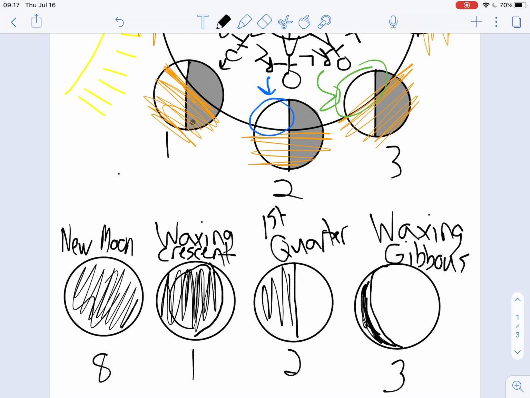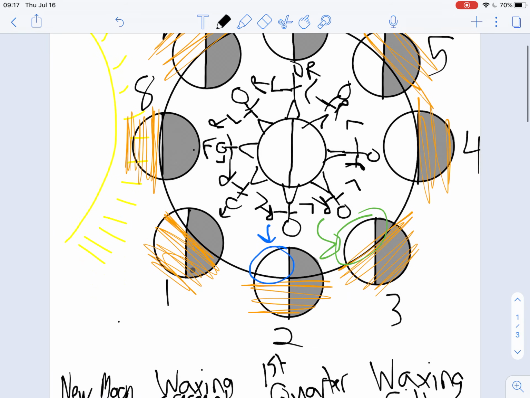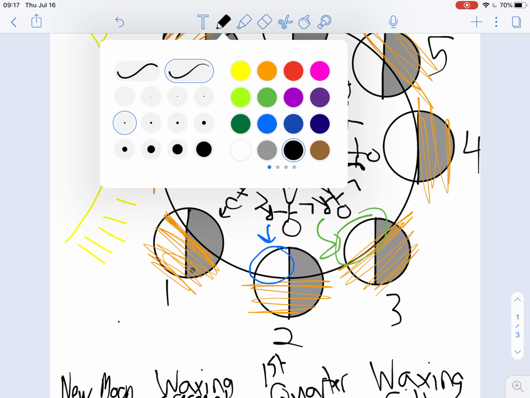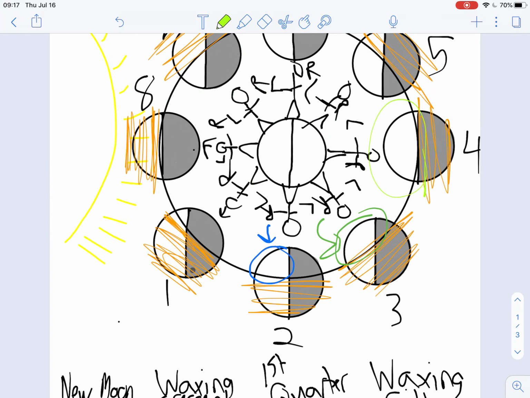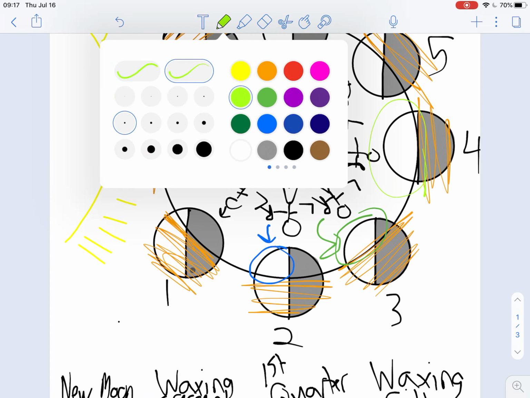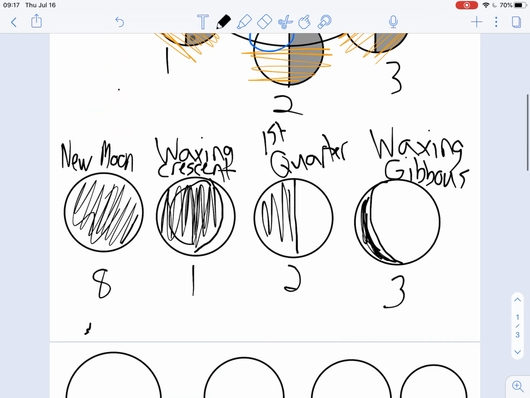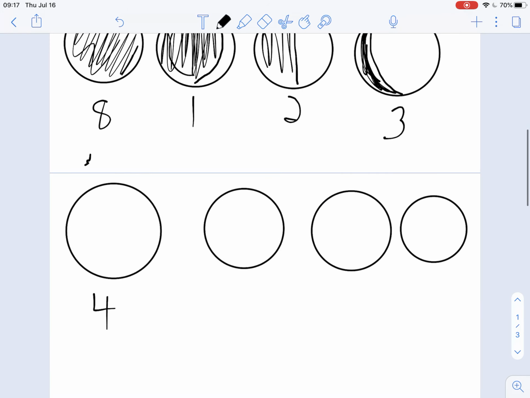All right. We're going to continue with the same logic. Now notice, number 4 is pretty easy. You see all of the lit up part of the moon, all of the illuminated side of the moon. So that means that 4 is the easiest one. We don't have to color in anything, and 4 is a full moon. Okay, so that's simple. That's not hard at all.